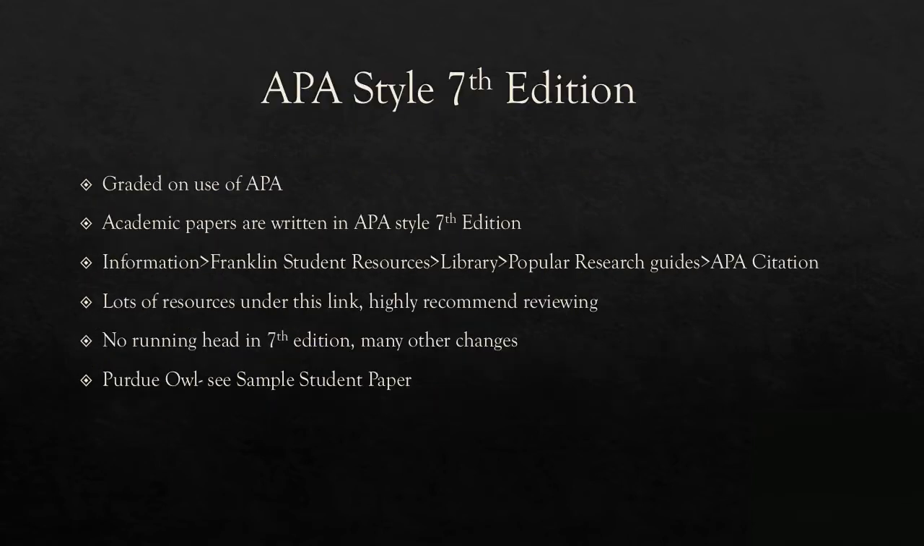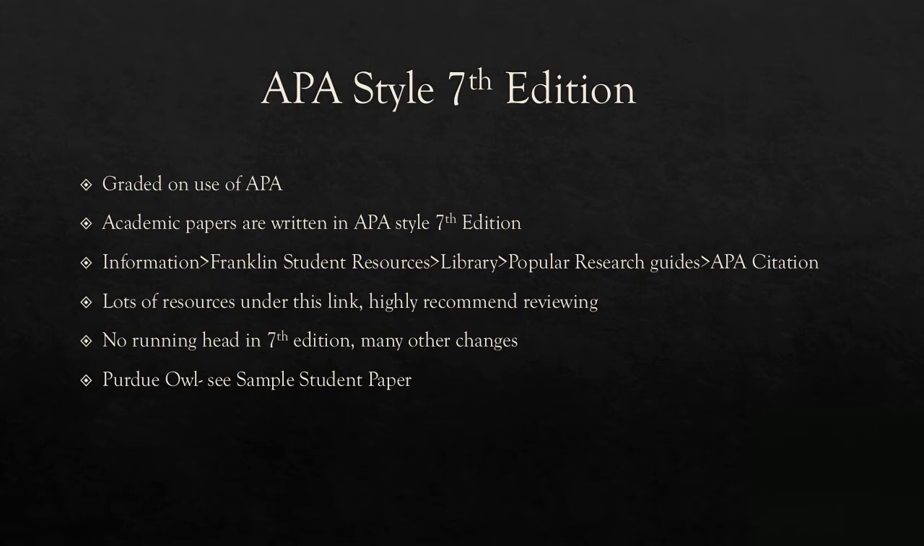Hopefully you are all very familiar now with APA Style 7th edition. Franklin University's expectation is that academic papers are written according to APA Style 7th edition. You can find resources on APA Style 7th edition within the course by following these prompts listed here, going to Information, then Franklin Student Resources, then to the Library tab. Under the Library, you should see Popular Research Guides and then APA Citation. If you follow these links, you'll get to the APA Citation information.